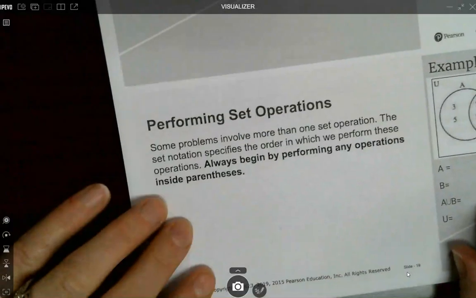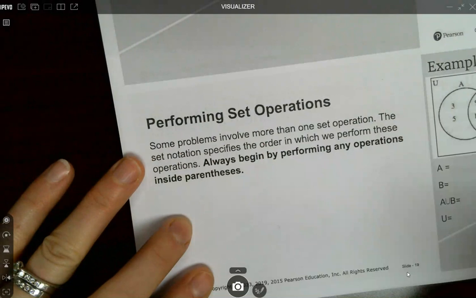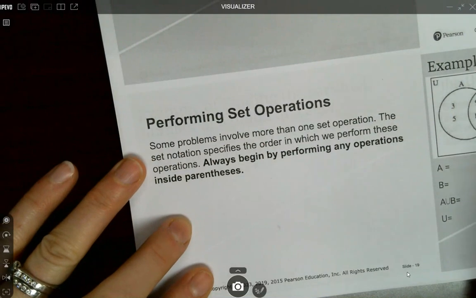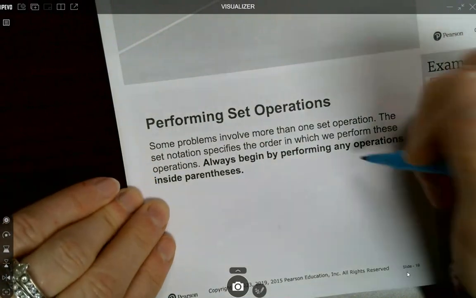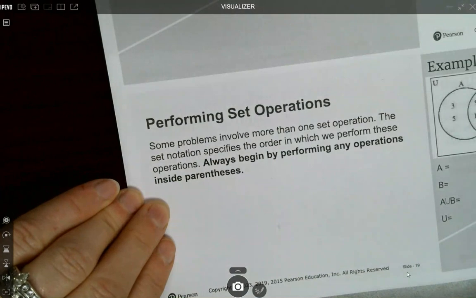Performing set operations. This is going to involve more than one set operation. Always begin by performing any operations inside the parentheses.